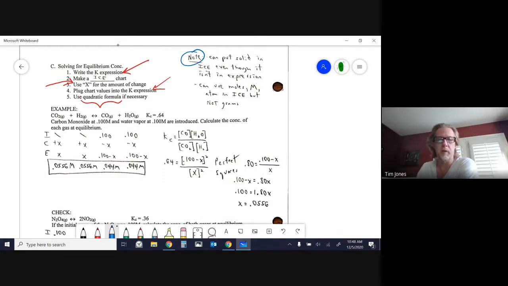First, feel free to put solids or even liquids in your ice chart. Now, you might say, oh, but I remember there was this saying where solids and liquids don't go in the equilibrium expression. And that's true. Solid and liquids don't go in the equilibrium expression. But you can still put them in the ice chart just so that you can keep track of things and it can be useful. So that's okay.